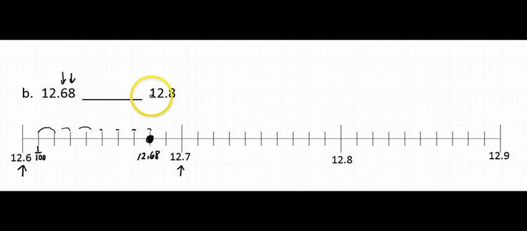Now let's plot that against 12 and 8 tenths. 12 and 8 tenths is found here on the number line. That's this point. Because it is further to the right on the number line, that means that 12 and 8 tenths is greater than 12 and 68 hundredths. So we'll mark that. 12 and 68 hundredths is less than 12 and 8 tenths.